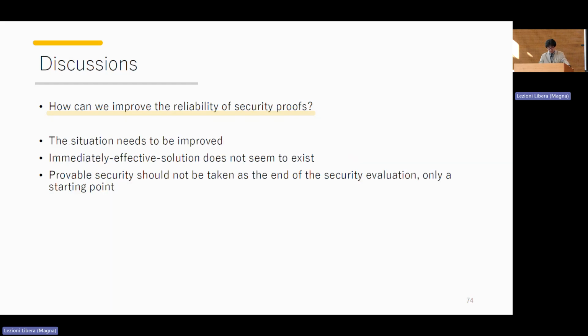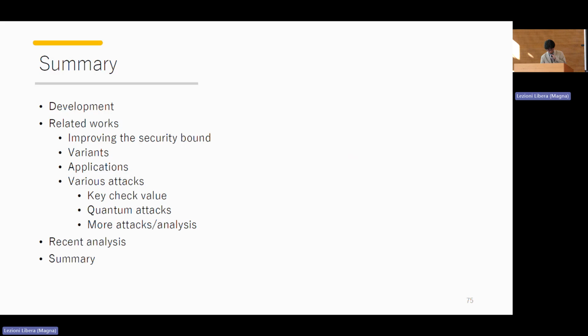So I think the situation needs to be improved. I don't have an immediately effective solution, but I think it is important to note that provable security should not be taken as the end of the security evaluation. It's a starting point.